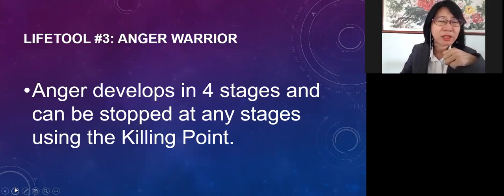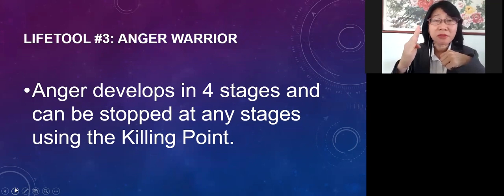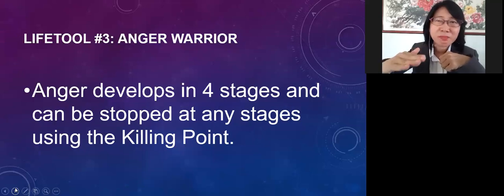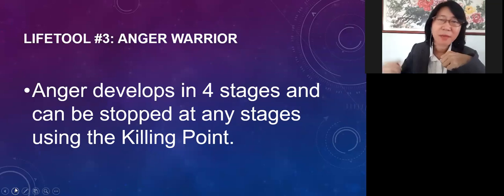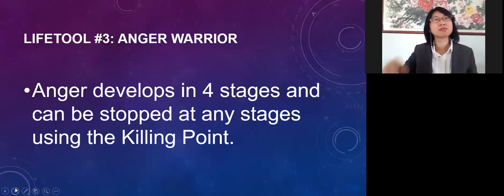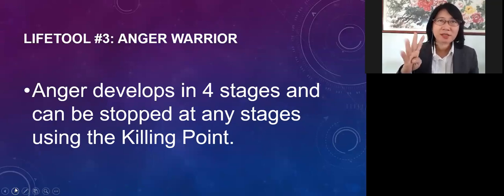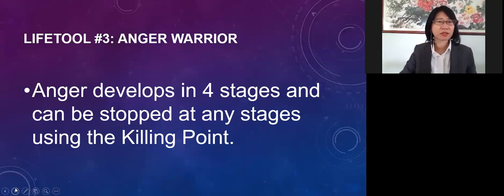So killing point here is, if you know how to use this killing point in the anger development, you're able to stop the anger from developing from one stage to another stage, whereby you will stop the damage done by anger in your life. So this is basically what the LifeTool is about. 4 stages, killing point, how to do it. Let's look at the next slide.